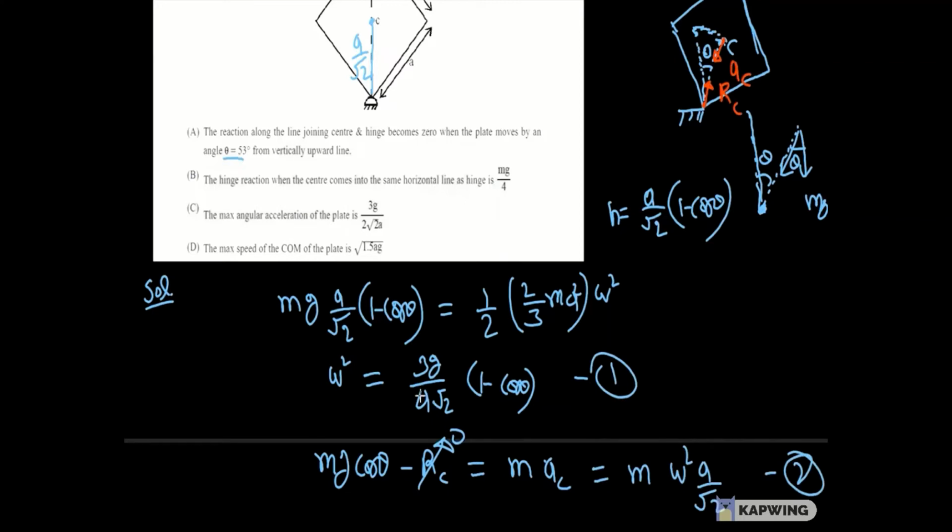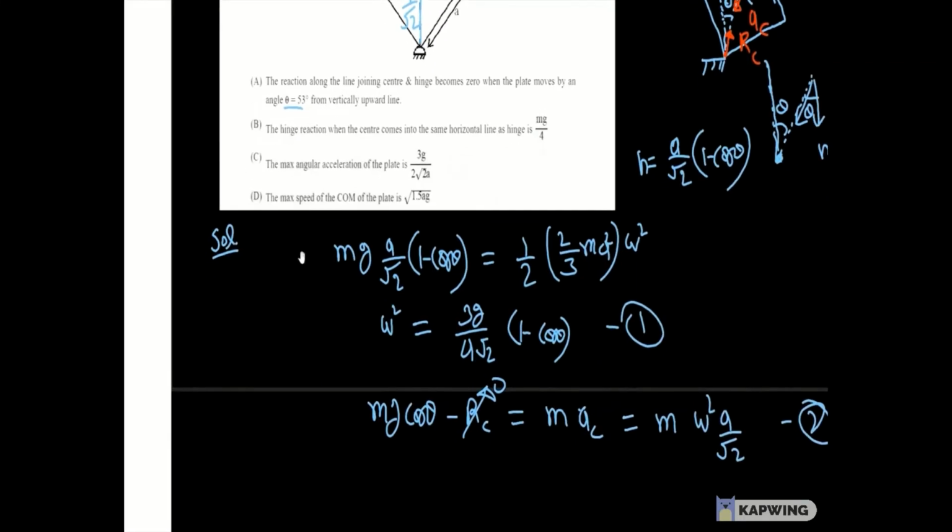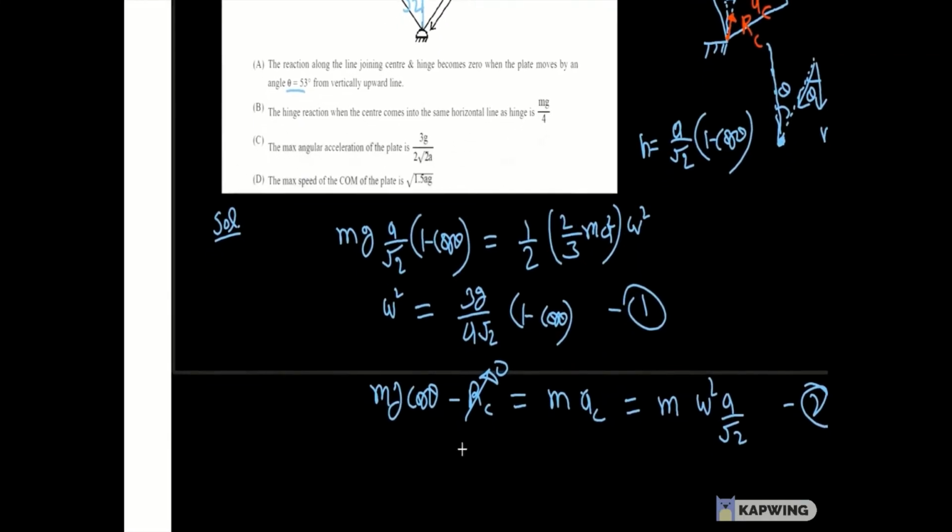From equation 1 and 2 we can find the value of cos theta easily, and from these two equations we will get cos theta equal to 3 by 5, and that means theta is equal to 53 degree. So option A is correct.